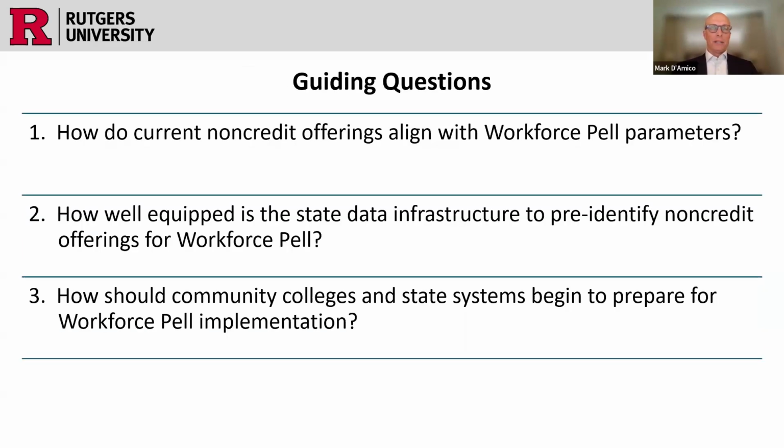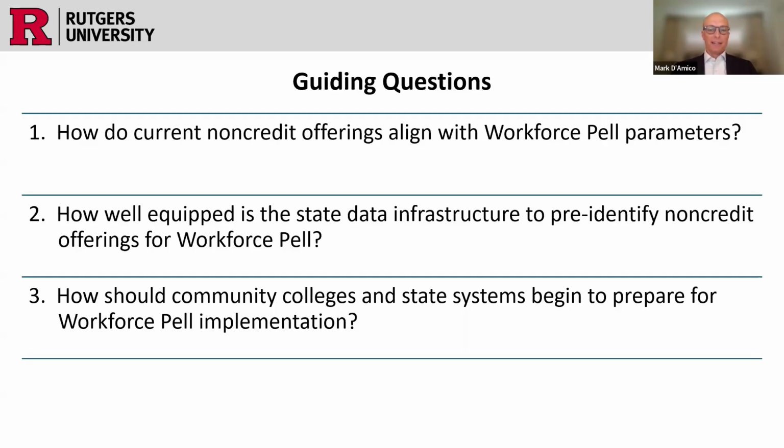One of the things that we have done is thought about some guiding questions in terms of our project and these guardrails, as states are thinking about and colleges are thinking about what to do leading up to Workforce Pell implementation. Number one: do current non-credit offerings within colleges and states align with some of these Workforce Pell parameters, some of these guardrails? Number two: how well equipped is the state data infrastructure to do some pre-identification of non-credit offerings for Workforce Pell?